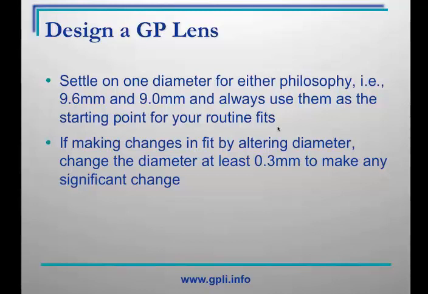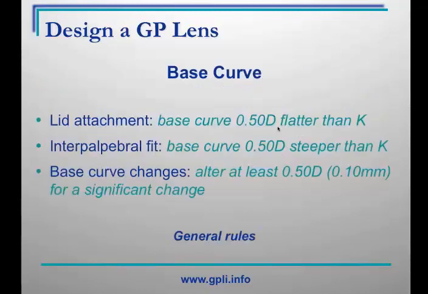In selecting a base curve, you can select a curvature flatter than K to help you achieve that lid attachment fitting relationship. You can fit that lens slightly steeper than K to achieve an interpalpebral fit. When you make a base curve change to improve the fit, again, make it a significant change. Alter it by at least a half diopter for this to occur.